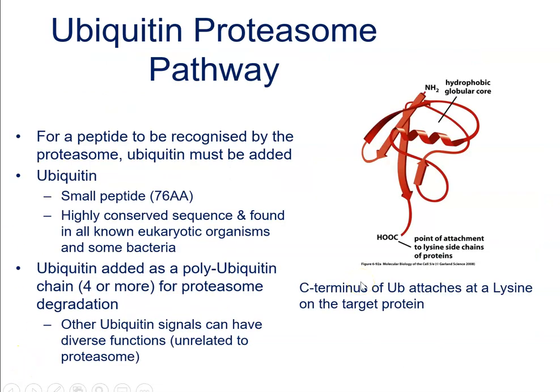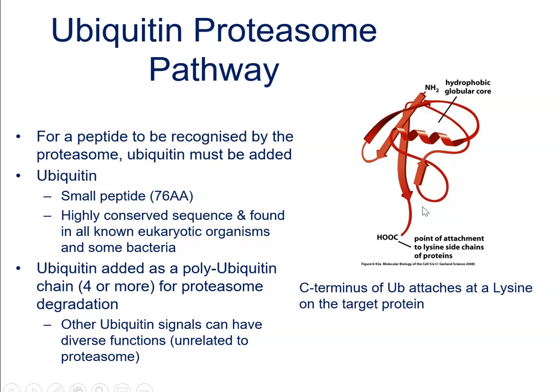Now the degradation of proteins is controlled by the protein ubiquitin. So when I talk about proteins being tagged with ubiquitin, they are being tagged by a protein called ubiquitin. This protein is a 76 amino acid protein, highly conserved across all living systems, and it is used in many different functions.